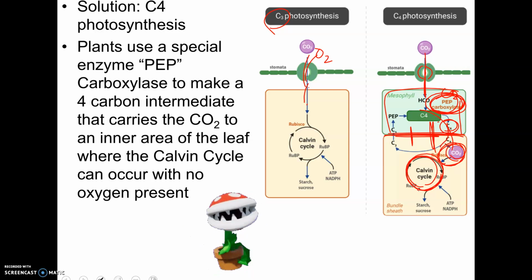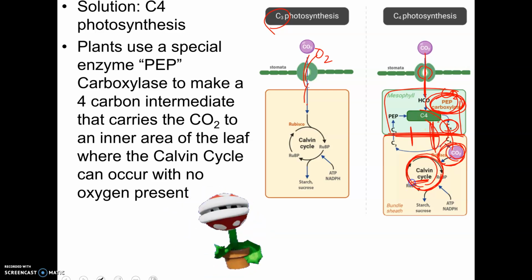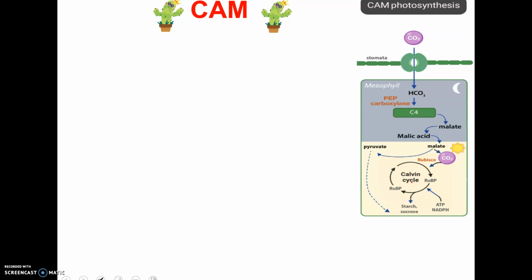So the leaves have a special structure, and it uses this special enzyme to carry it further in. Notice it still does do the Calvin cycle, though. This doesn't replace the Calvin cycle. Okay, and then there's another thing that can happen.